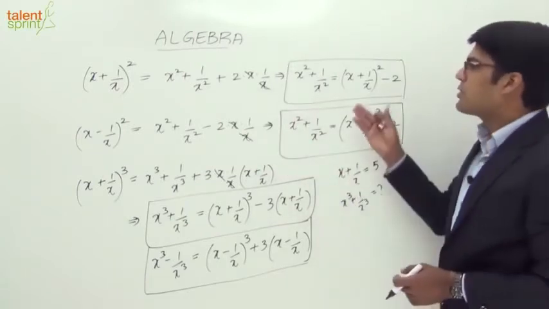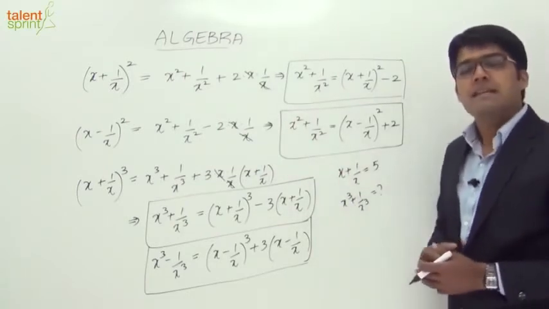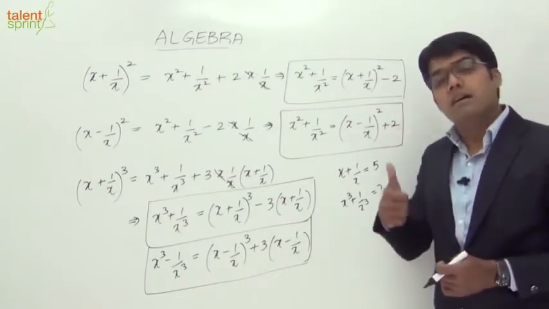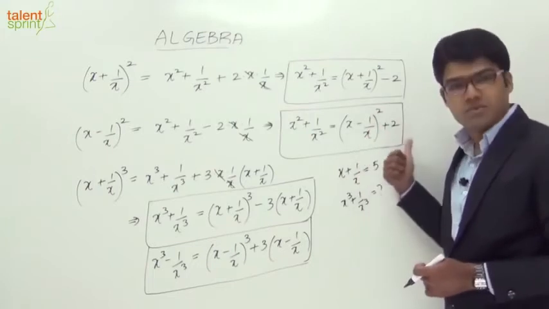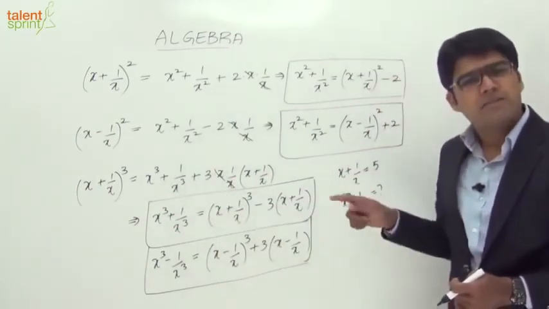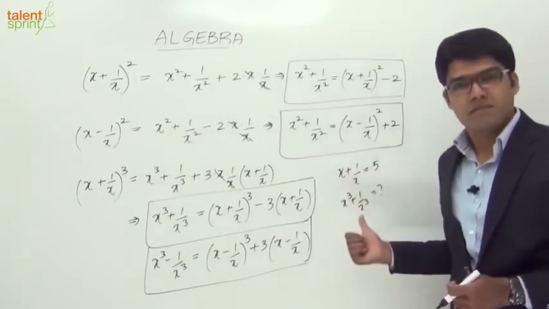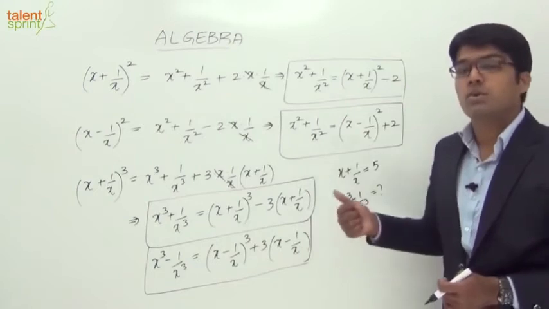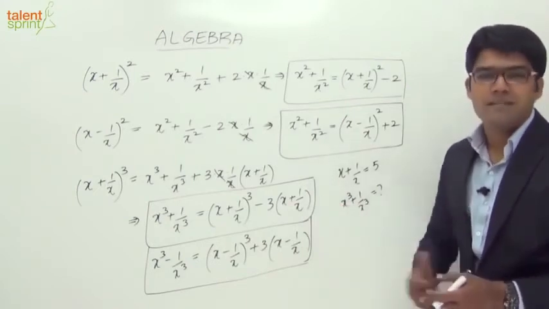Okay, so x square plus 1 by x square can be taken as x plus 1 by x whole square minus 2, or x minus 1 by x whole square plus 2. And x cube plus 1 by x cube can be taken as x plus 1 by x whole cube minus 3 times of x plus 1 by x. And x cube minus 1 by x cube can be taken as x minus 1 by x whole cube plus 3 times of x minus 1 by x.